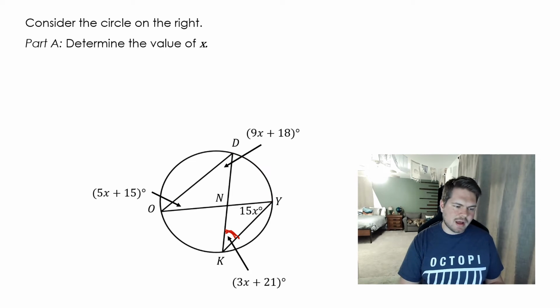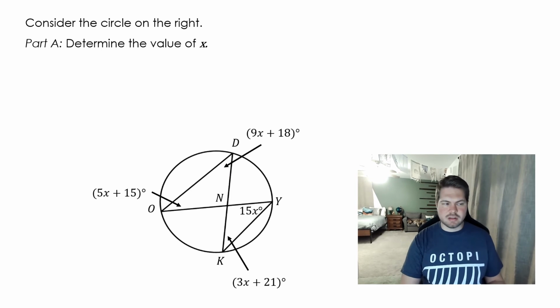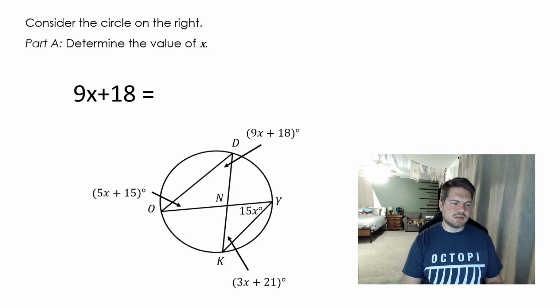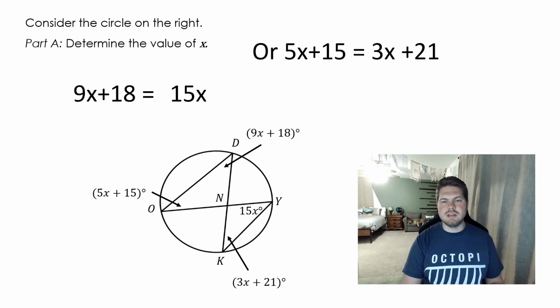Well, same thing applies for OK right here. OK, or KO, angle D creates that, and so does angle Y. They both create this gap over here. So, again, they're equal. So we can set them equal to each other and solve for x. So 5x plus 15 equals 3x plus 21.